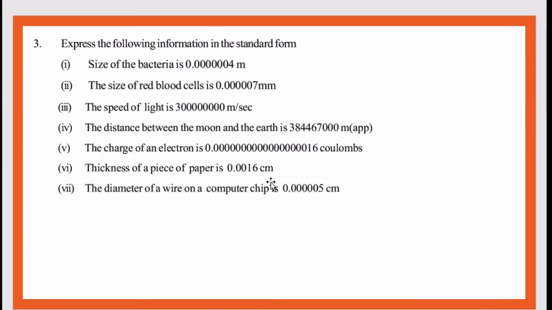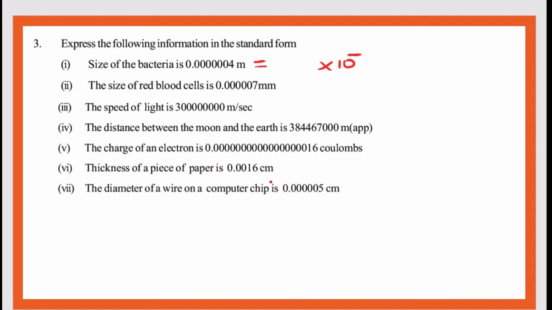Next, moving on to a few more questions. So you need to convert this into standard form. Standard form means nothing but scientific notation form. So first of all, the size of bacteria. You know bacteria is very small in quantity, right? Under the microscope we can see it clearly, with the naked eye we can't see, because its size is very small. So you need to convert this into its scientific notation form. So how can you convert? Since it is very small, clearly we are going to get 10 power minus.